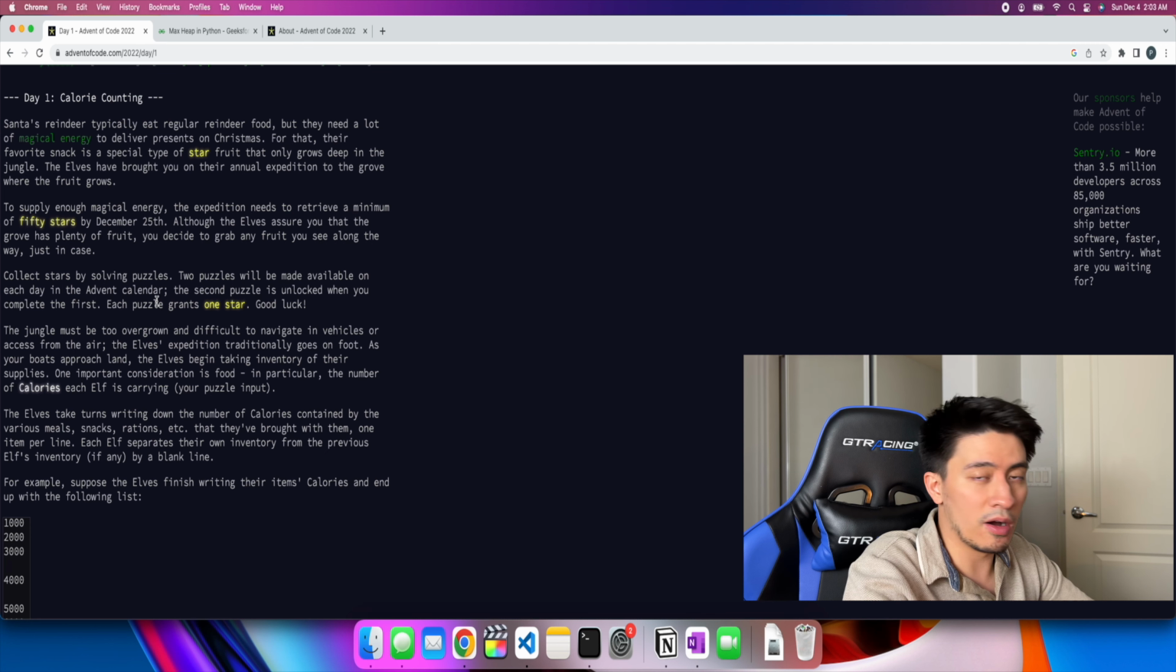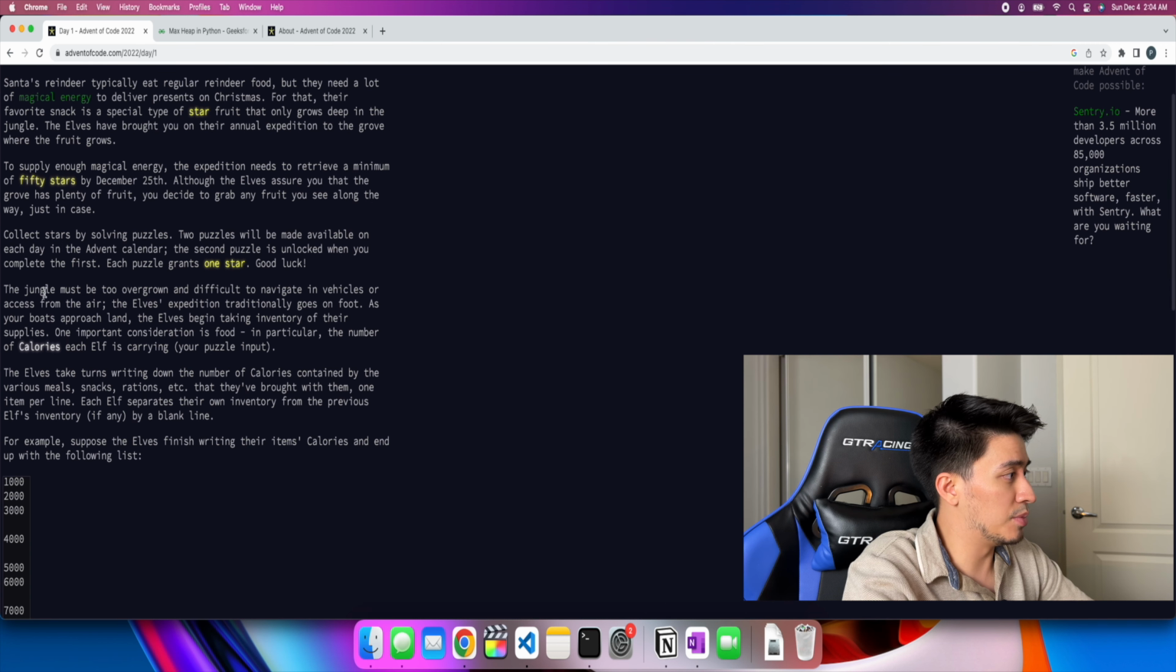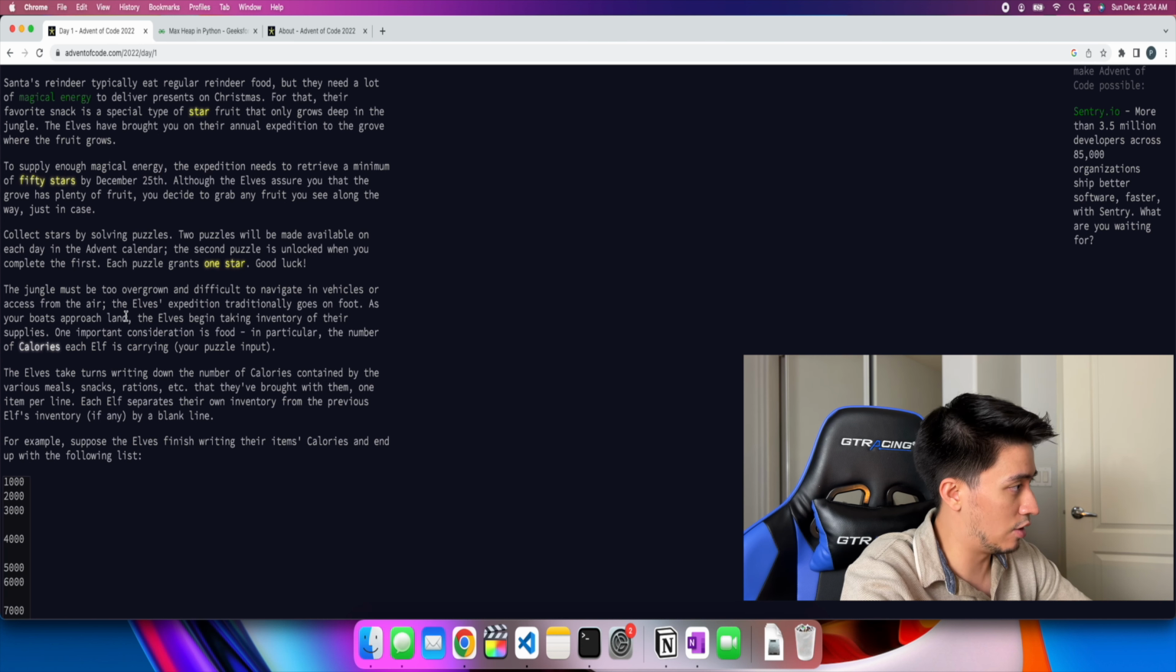So we'll first start off with the prompt itself. The prompt is: the jungle must be too overgrown and difficult to navigate in vehicles or access from the air. The elves' expedition traditionally goes on foot. As your boats approach land, the elves begin taking inventory of their supplies. One important consideration is food, in particular the number of calories each elf is carrying, your puzzle input.